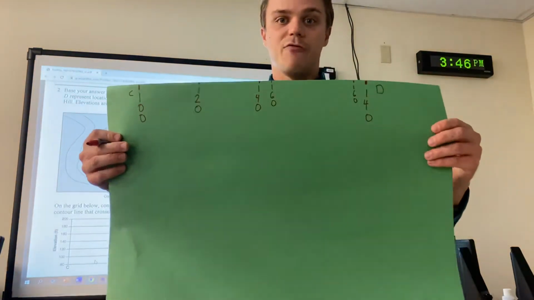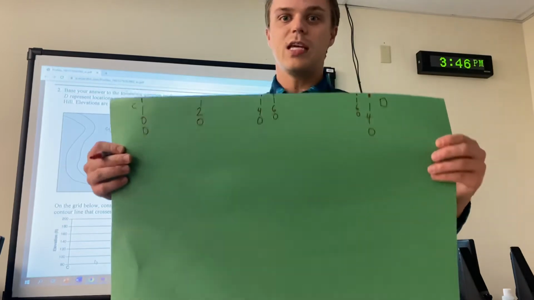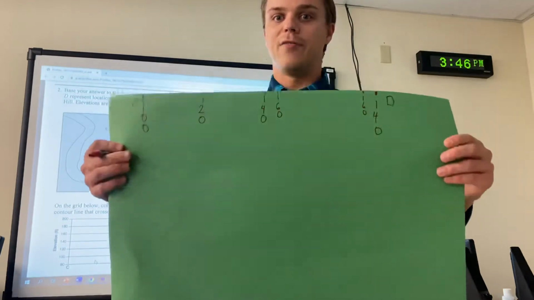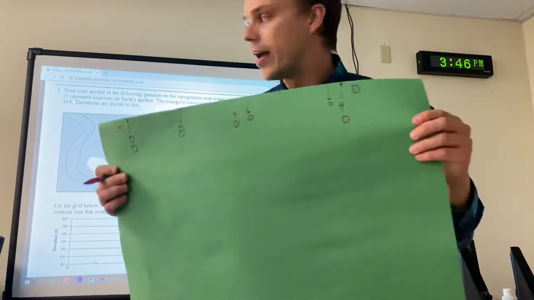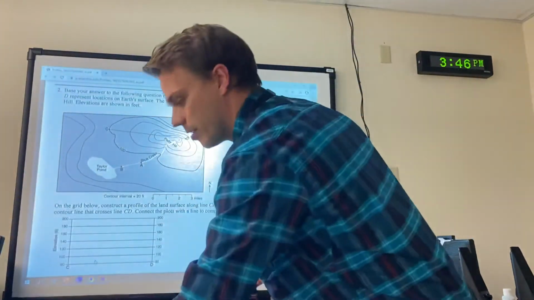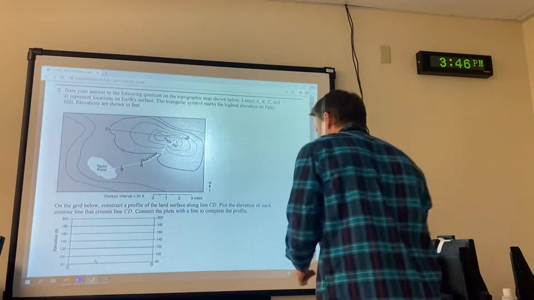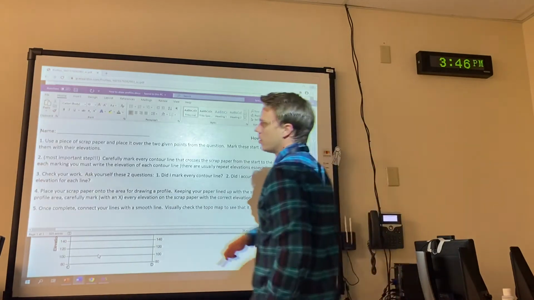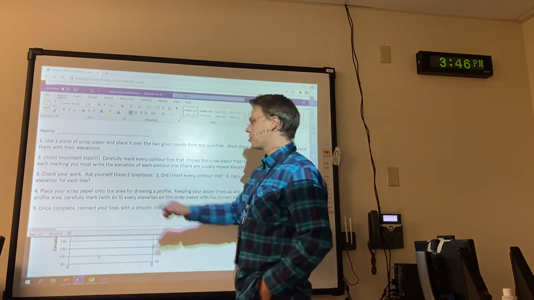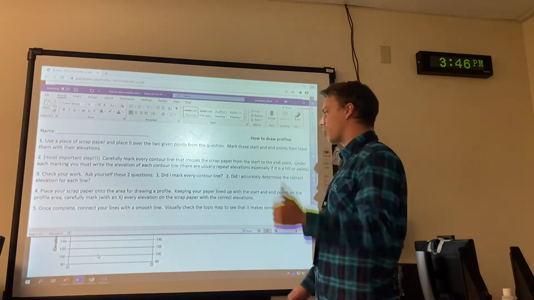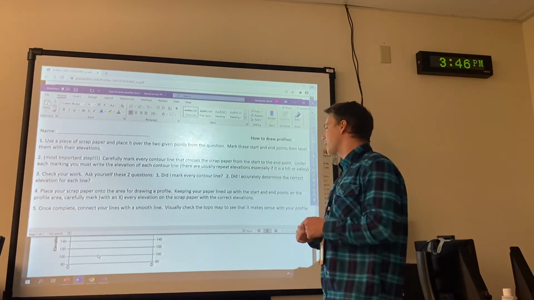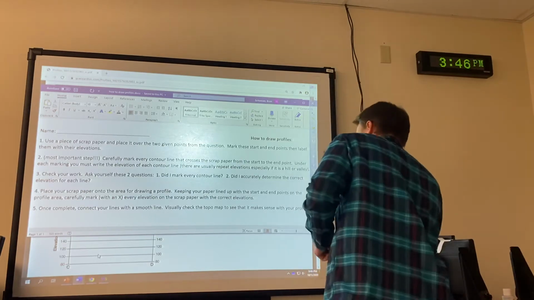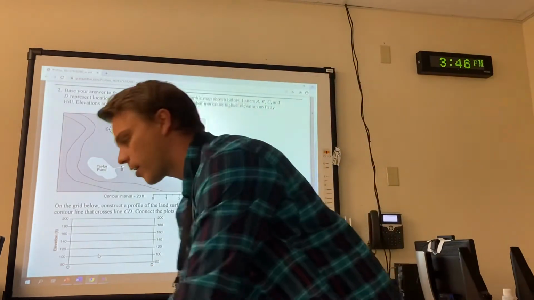So this is what I'm left with. I just marked every single line that crossed the CD line, and I wrote its elevation on it, okay? So I'll set that to the side, and let's take a look back at the directions. Step 3, check your work. Ask yourself these two questions. Did I mark every contour line? Did I accurately determine the correct elevation for each line? So let's take a look back and double check.